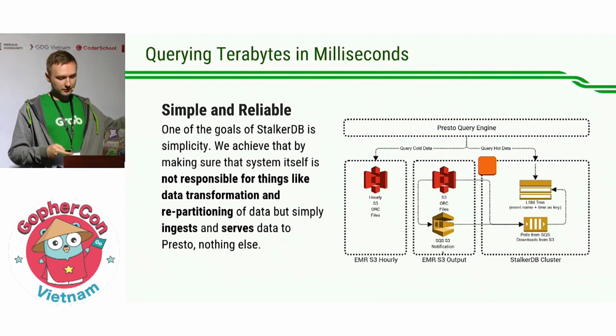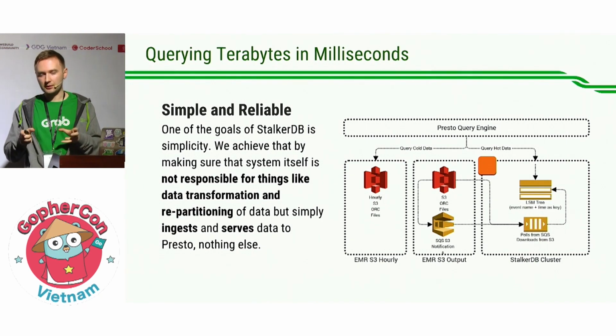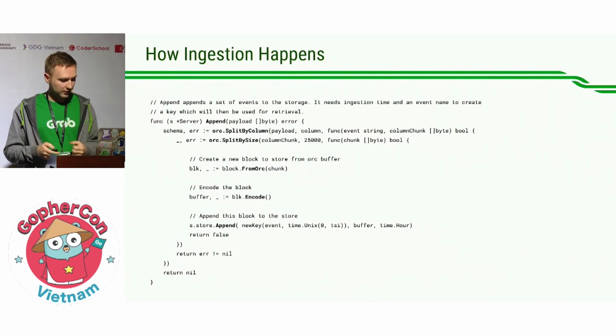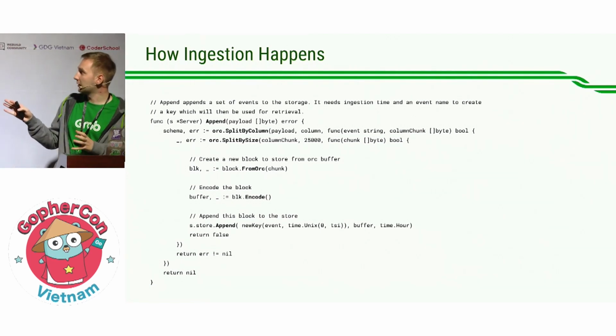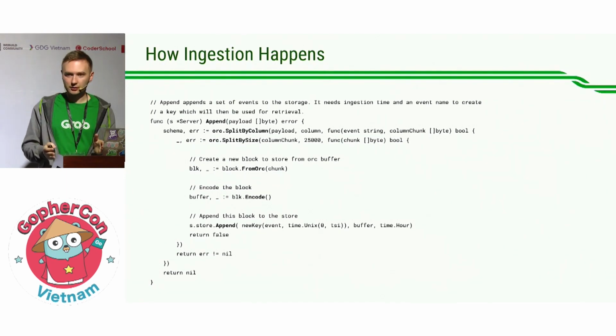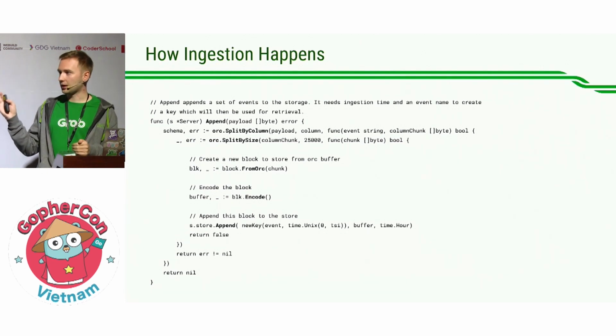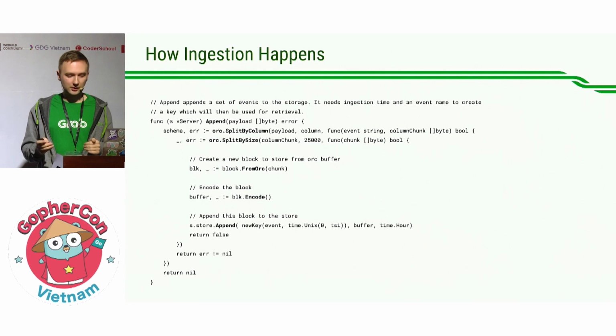Stalker just downloads asynchronously those smaller, 30-second files as they get published to S3, ingests them into itself, and then you can query them. Here's a bit of code, but the ingestion is relatively simple: you split by metric name. Split into smaller chunks, because last week we had 500,000 events per second, so in 30 seconds that's 15 million or so. It's a lot of data.